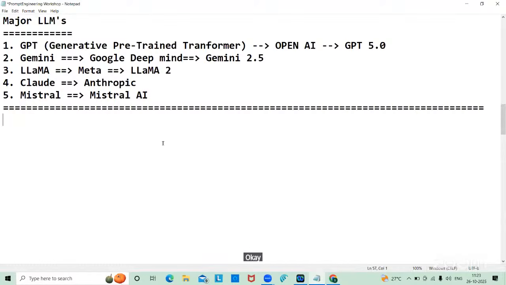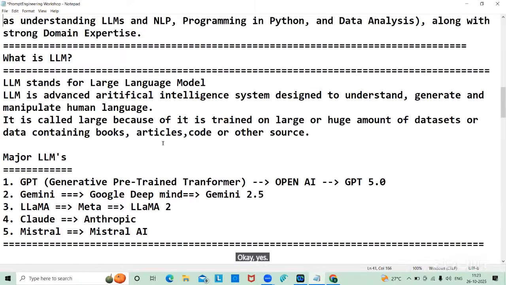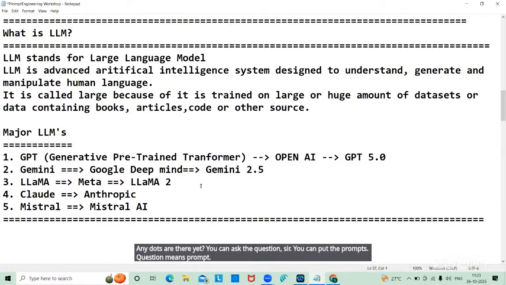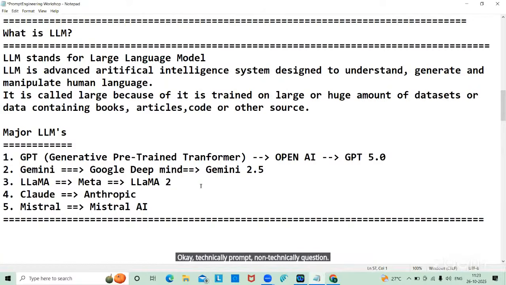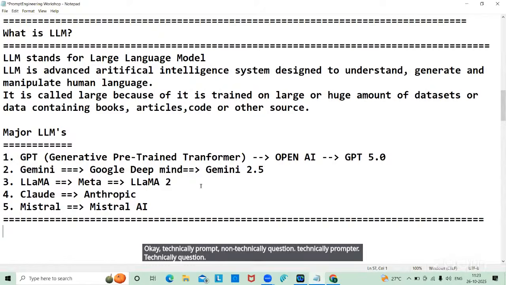Yes, I wrote GPT, I said what GPT is, and all these things. Dear students, is everyone clear up to this? Any doubts? You can ask questions, you can put prompts. Question means prompt. Technically prompt, non-technically question.